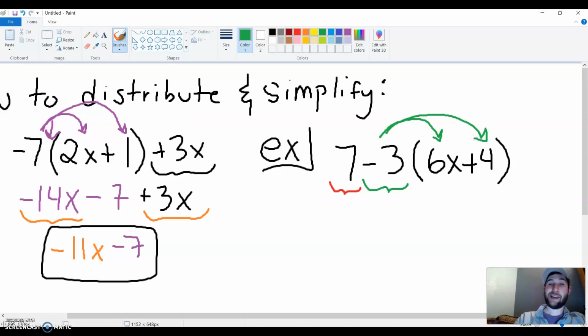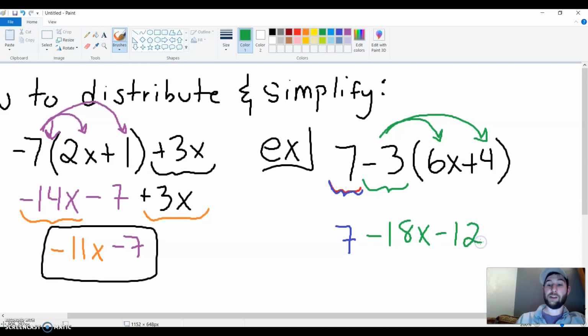And so that 7 does not change. That 7 is just hanging out. It's just chillaxing here. And so we have the 7 drop down, and that -3 gets multiplied by 6. -3 times 6 is 18, but a negative times a positive is a negative, which means we are subtracting the 18x down below. Then -3 times +4 is -12.